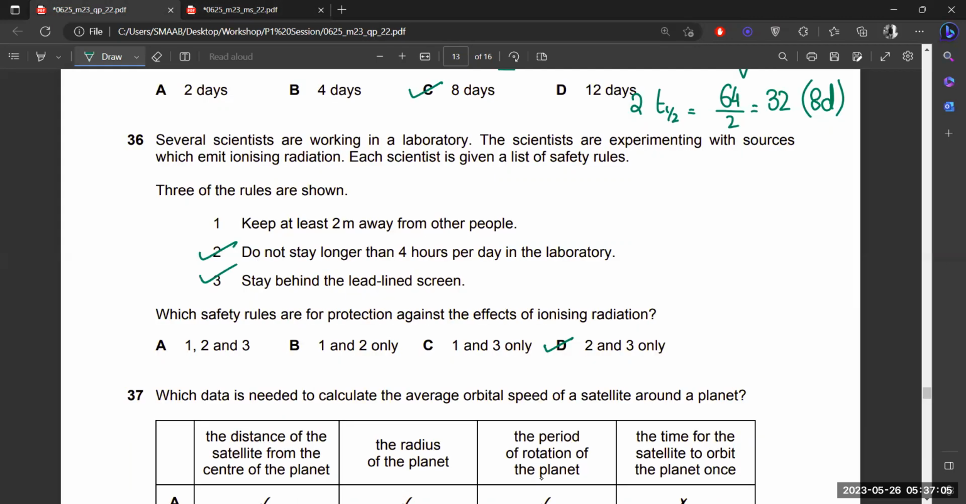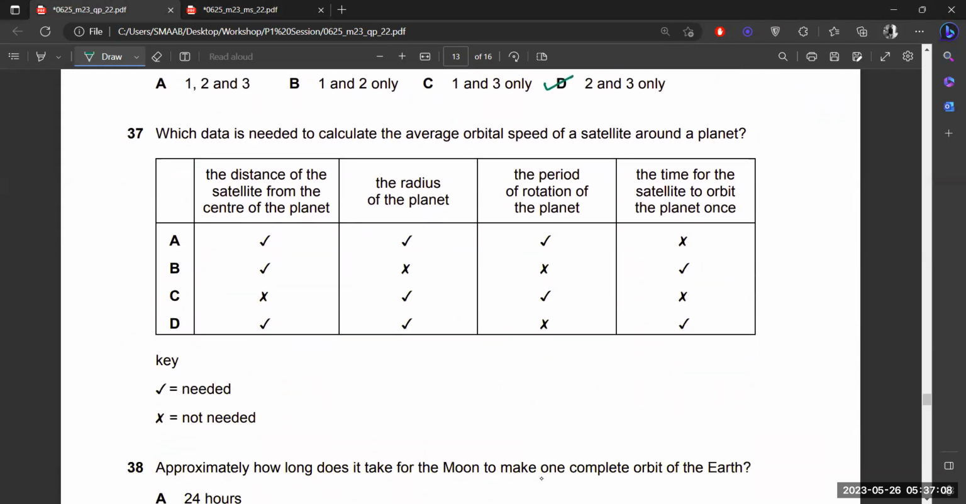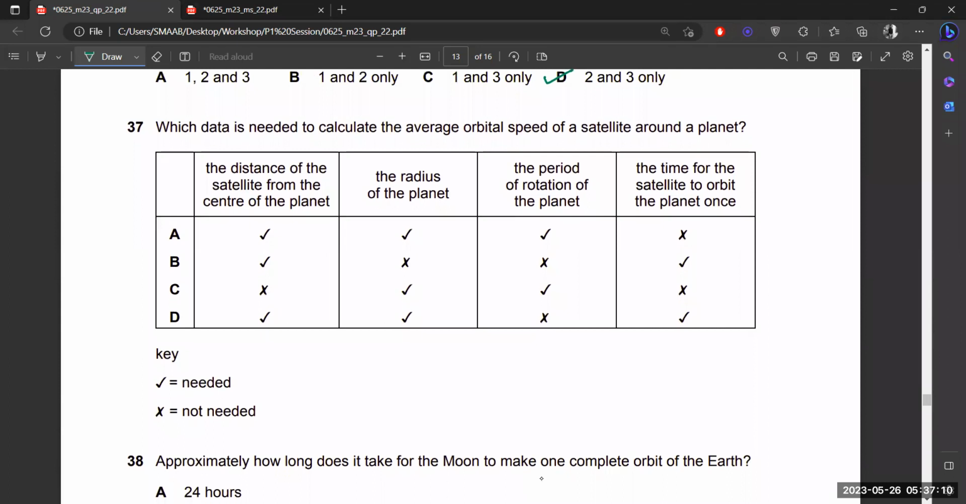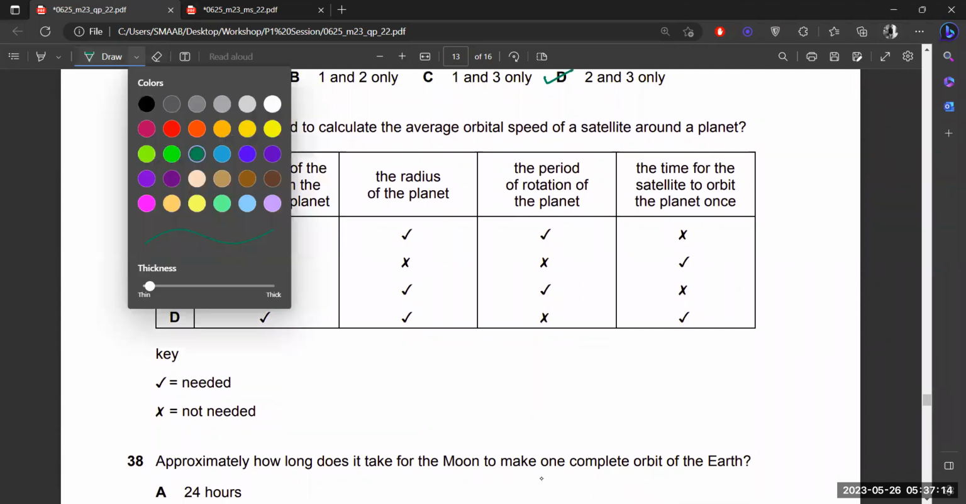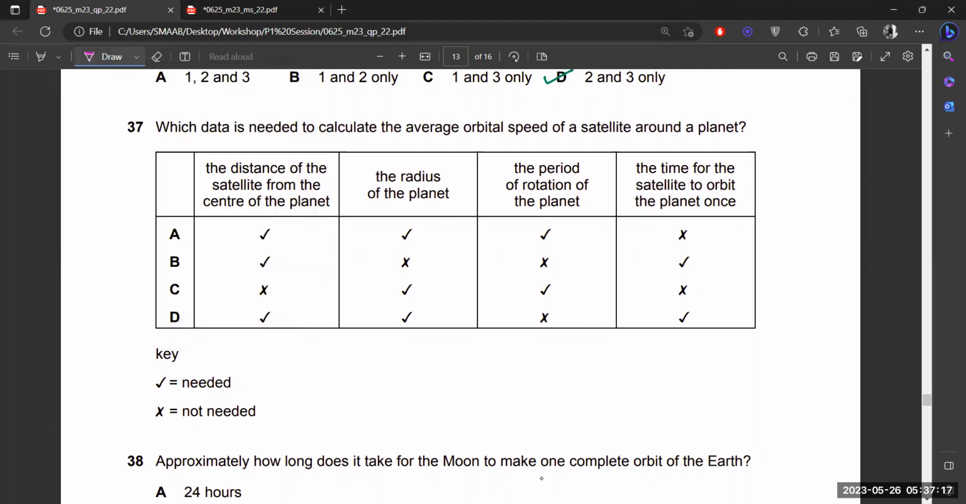D. Okay, that's good. Okay, 37. Which data is needed to calculate the average orbital speed of a satellite around a planet? Okay, memorize hint.